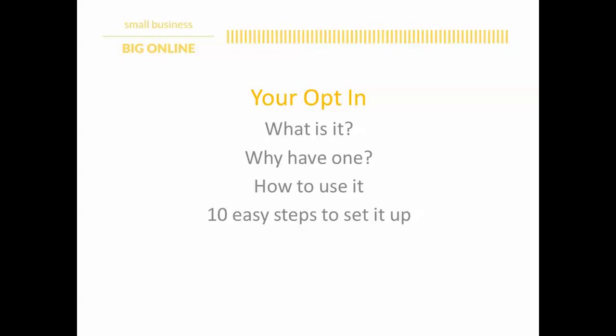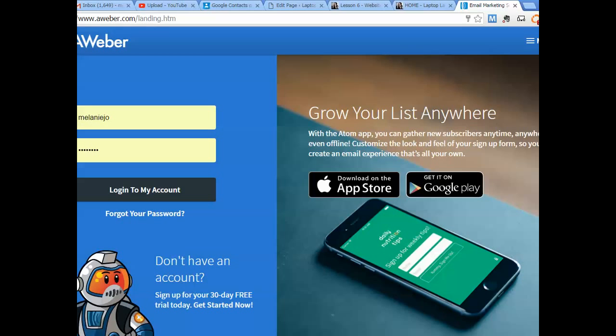An opt-in form, the bigger picture is, to create one, you need to be part of or have signed up to what's called an autoresponder platform. Now, I'll just quickly show you this because you need to get clear about this before we move on. There are a lot of businesses out there that provide these platforms, but the one that I use is called Aweber. I'll bring it up now so that you can have a look at it. This is the Aweber platform.